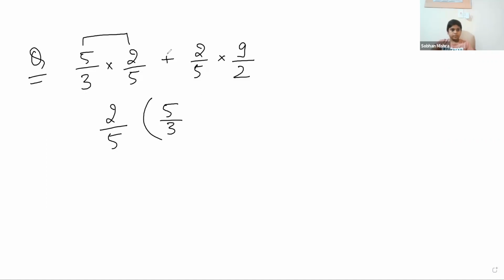Now what do I have over here? Addition. Now, will I shift this addition over here? Yes. So I shifted it. Now 2 by 5 is still outside the bracket and I am left with this expression. What will I write now? 9 by 2. Can you solve it now?